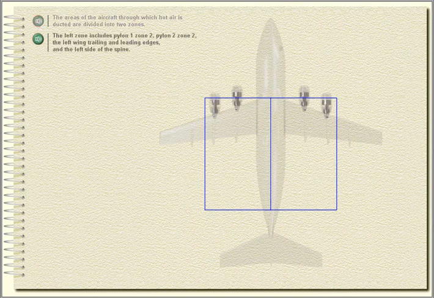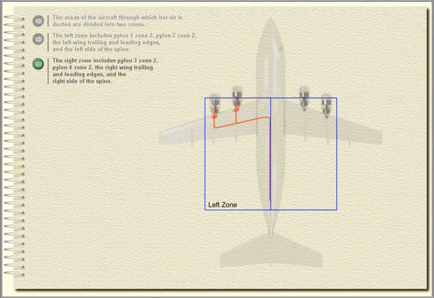The areas of the aircraft through which hot air is ducted are divided into two zones. The left zone includes pylon 1 zone 2, pylon 2 zone 2, the left wing trailing and leading edges, and the left side of the spine. The right zone includes pylon 3 zone 2, pylon 4 zone 2, the right wing trailing and leading edges, and the right side of the spine.